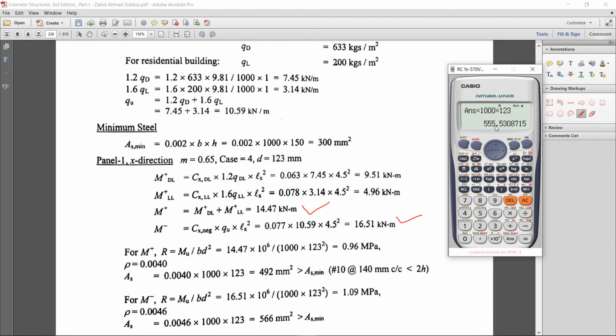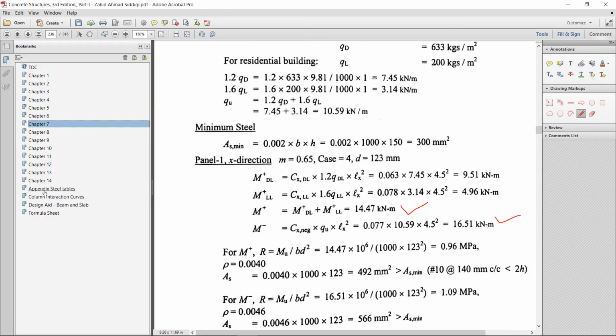So you got the area of steel. Now you can provide the diameter of bar and at what spacing. For spacing, definitely you have to follow the criteria. So here number 10 at 140 millimeter center to center, and for 566 again. Let me show how the author has provided. I will come back at 236. Now I am going to the end of this book.